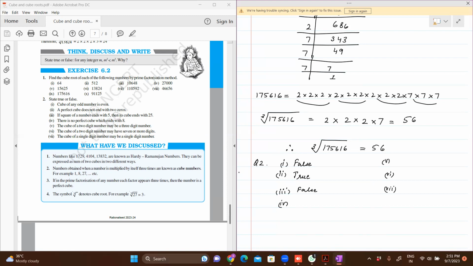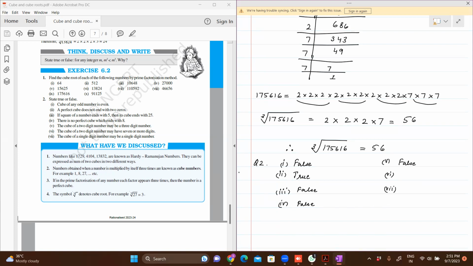Let's come to the fourth part. There is no perfect cube which ends with 8. I think 2 cube is ending at 8. This is a false statement. 2 cube automatically ends with 8. Even if you take 12 cube, the unit place of that number is also 8. Next is, the cube of a 2-digit number may be a 3-digit number. It can never be a 3-digit number. It will always be more than 3 digits. It will be 4 digits. This is also false.